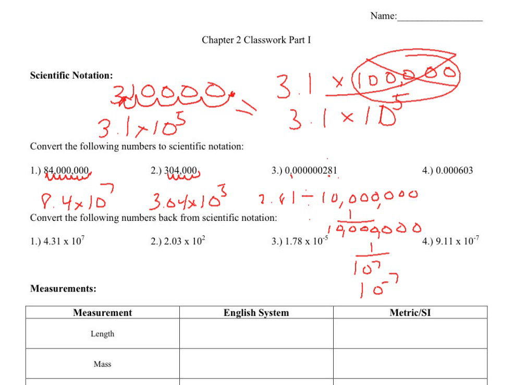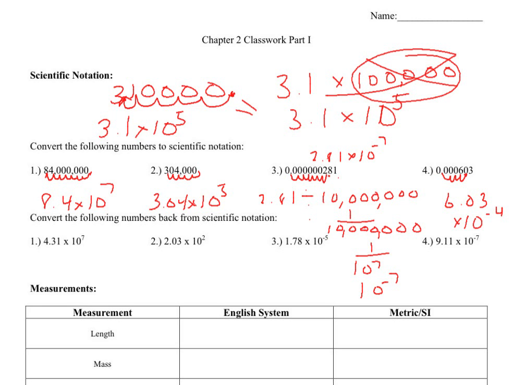So when we're dealing with small numbers like that, same idea, we're going to count. This time we're going to count over to the right decimal places, 1, 2, 3, 4, 5, 6, 7. And so because of that, we're going to have 2.81 times 10 to the negative 7th. And for this one, we have 6.03 times 10 to the negative 1, 2, 3, 4.